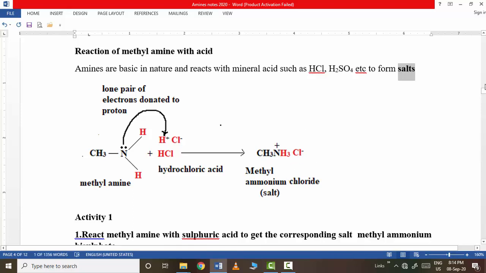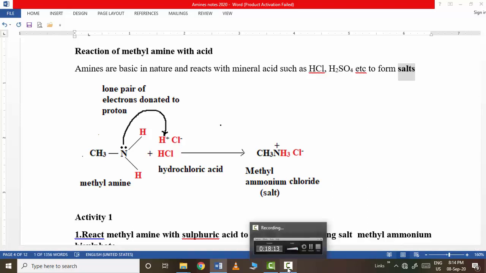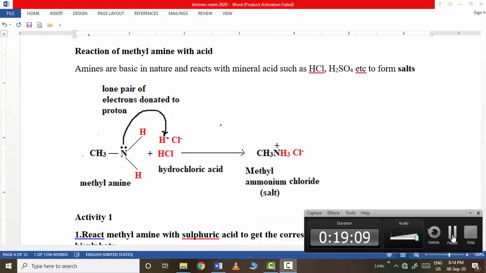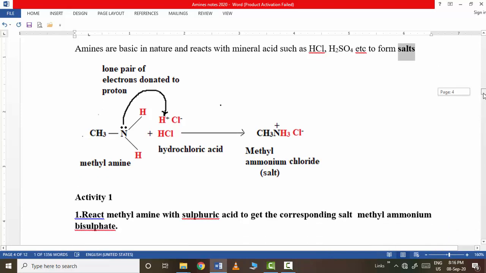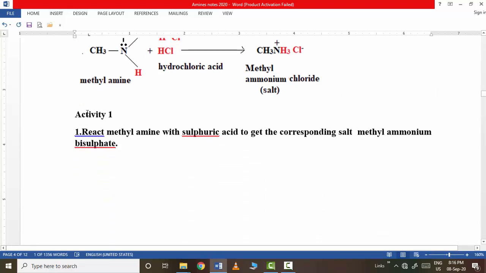Okay, so there is an activity question for you, activity 1. The activity 1 question is asking you to react methylamine with sulfuric acid to get the corresponding salt, that is the methyl ammonium bisulfate. So you will do this activity question in your notebook when you are copying the notes.